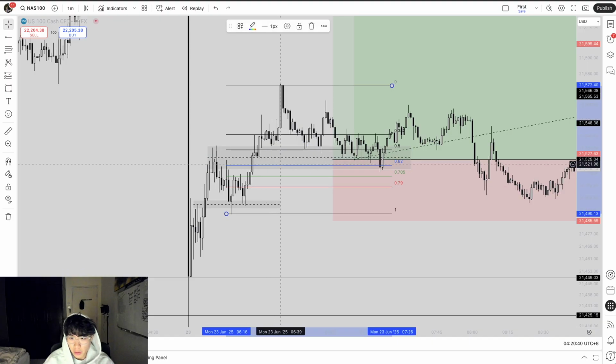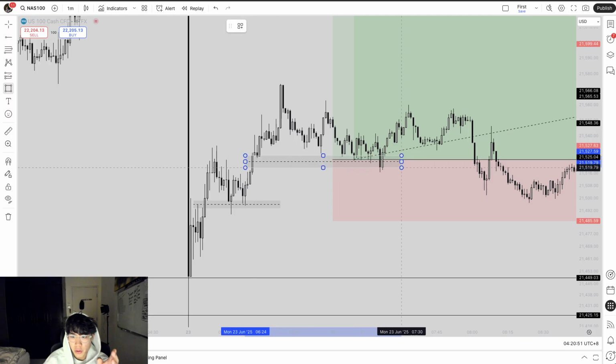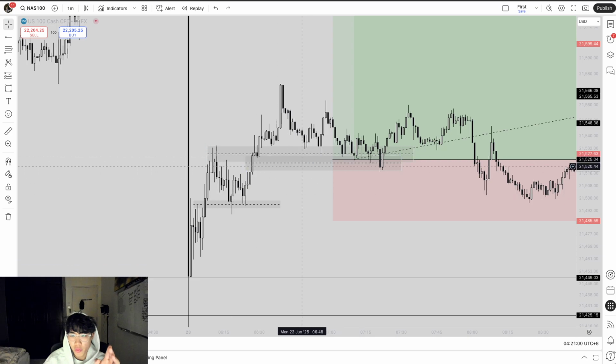So let me delete all this and walk you through. Push higher. So we saw this move up. I wanted to see a retracement down. So we saw there's a fair value gap here that's waiting to be filled. Another one would be here, a breaker block. So what we can do from here is draw a big zone where we want price to tap into this area.